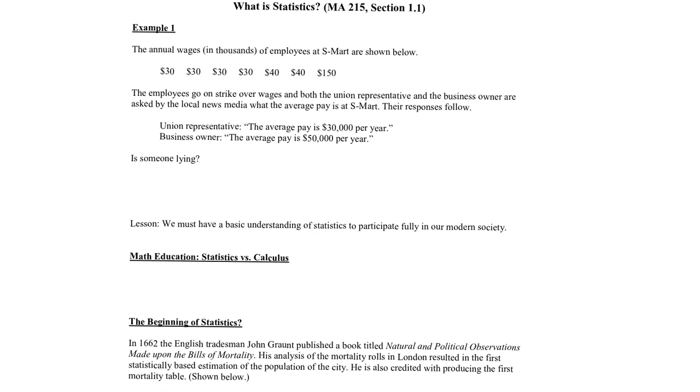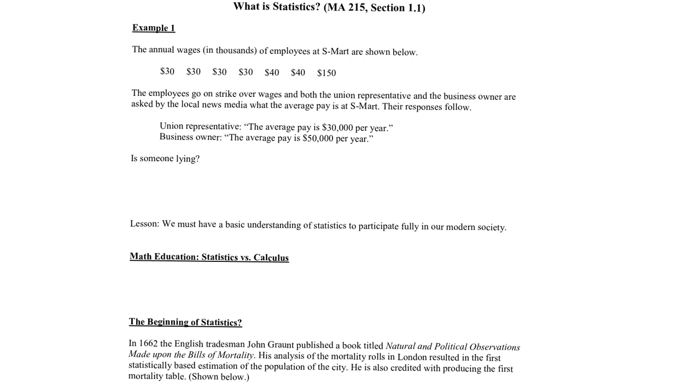Section 1 starts off with a pretty basic question, and that question is, what is statistics? So, just to get an example here to get started, let's consider this case where we have some numbers. These represent the annual wages in thousands of employees at this place called S-Mart. You can see you've got some employees making $30,000 a year, a couple making $40,000, one making $150,000. And let's say these employees go on strike.